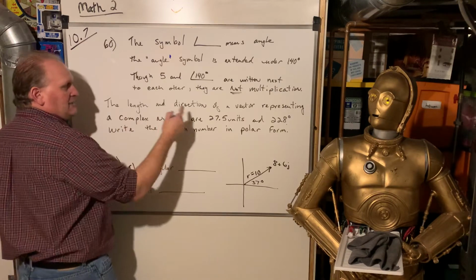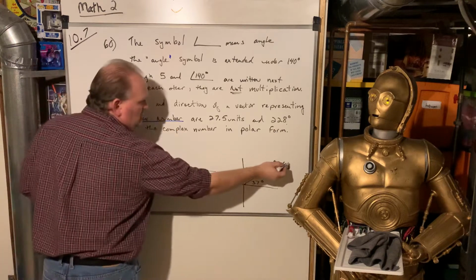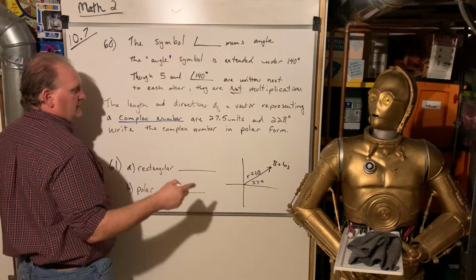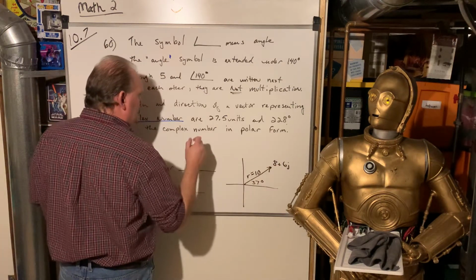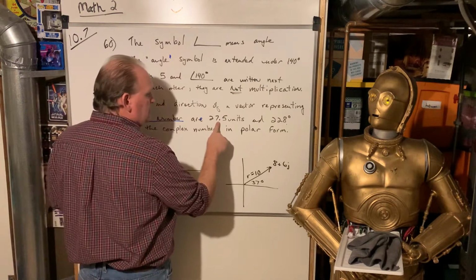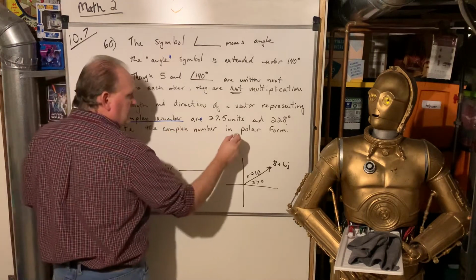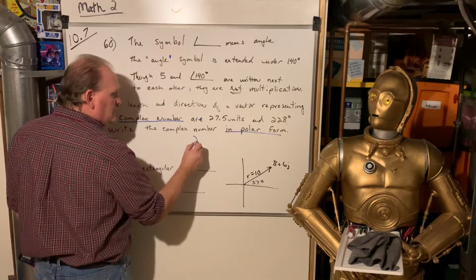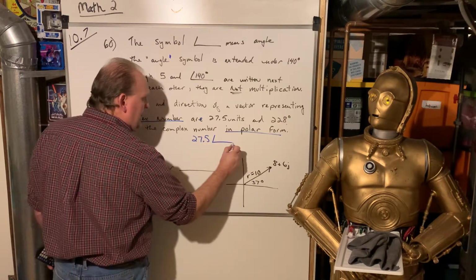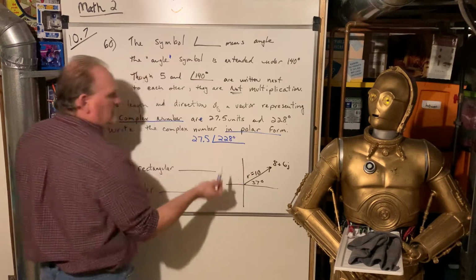So if we had the length and direction of a vector representing a complex number, that means with i or j in it, remember, physicists use j, physics people. The complex number is 27.5 units and 228 degrees. Write it in a complex number in polar form. What that looks like is 27.5, then this long angle symbol, and then 228 degrees. Just like that.